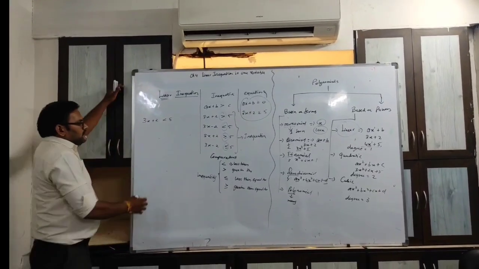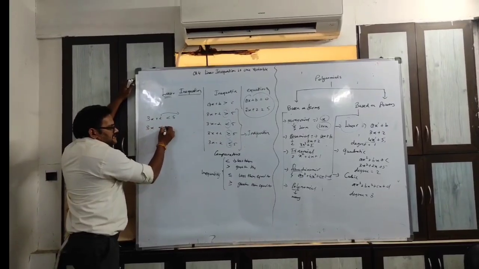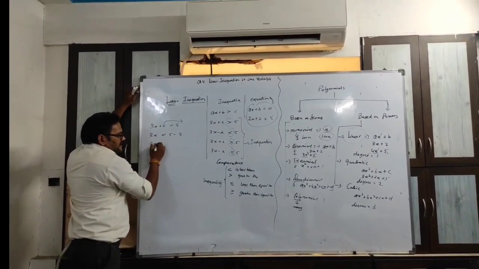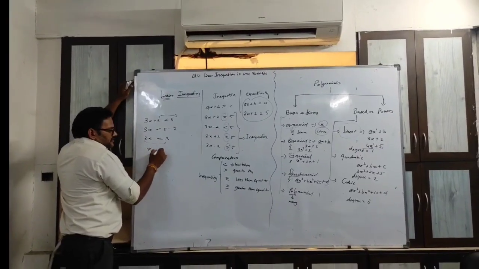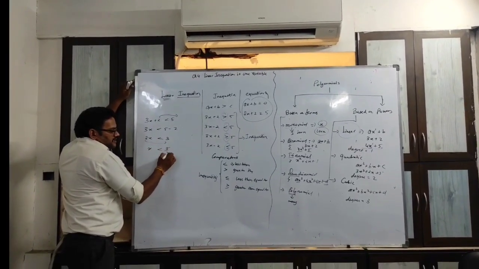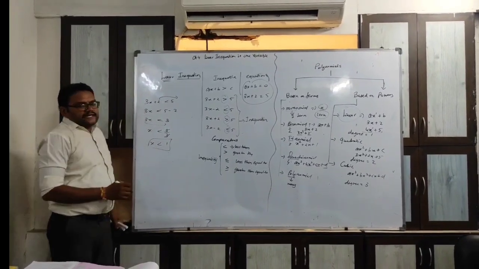For example. Now what we will do? Just shift this 2 on the right side. What you will get? 3x less than 5 minus 2. You will get 3x less than 3. Take this 3 down. Then you will get x less than 3 upon 3. 3 got cancelled out. x is less than 1. This is the solution you are getting.